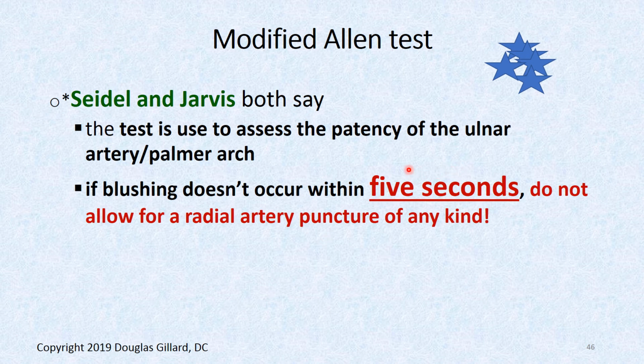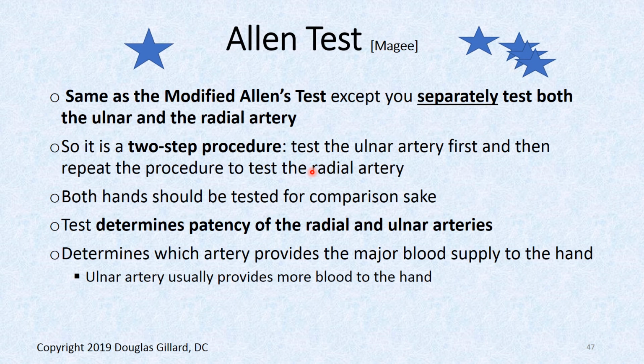Okay. Let's see. Yep, everything I said already. Now there's another test. This is the old one. It's been around forever. This is another board book. This is from McGee. It's not confusing, but it's exactly the same as the modified Allen's test. The only difference is it's a 2-part test. So you're going to perform the modified Allen's and make notes about the ulnar artery. If it's working, awesome. Then it's normal. But here's the difference.